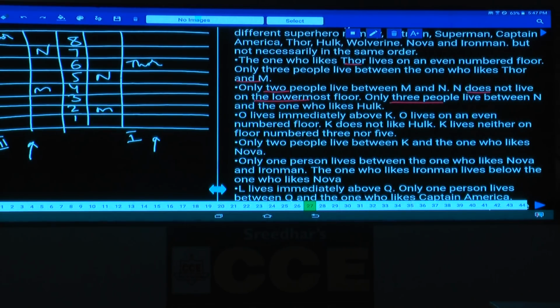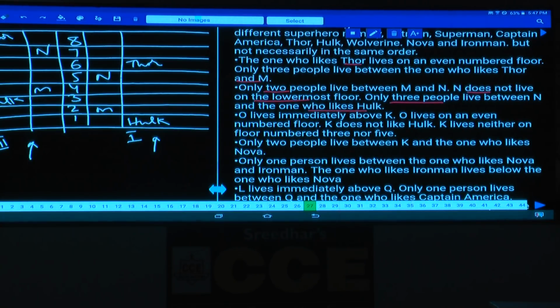Only 3 people live between N and the one who likes Hulk. N and Hulk, how many persons are there? There are exactly 3 persons. 1, 2, 3. And the person who likes Hulk must be on the ground floor in case 1. N and Hulk, there are 3 persons, and the person who likes Hulk must be on the 3rd floor.